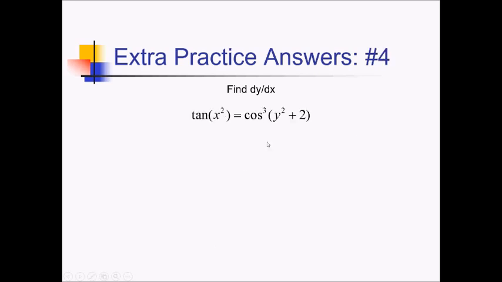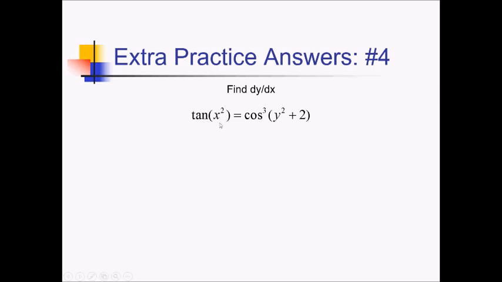On this problem, we're trying to get dy over dx, which is kind of problematic because y is very difficult to isolate here. So we're just going to go straight to implicit differentiation and see what happens. Differentiating everything now from left to right. Let's start on the left side here. Derivative of tangent. This is a chain rule we're going to have to use.